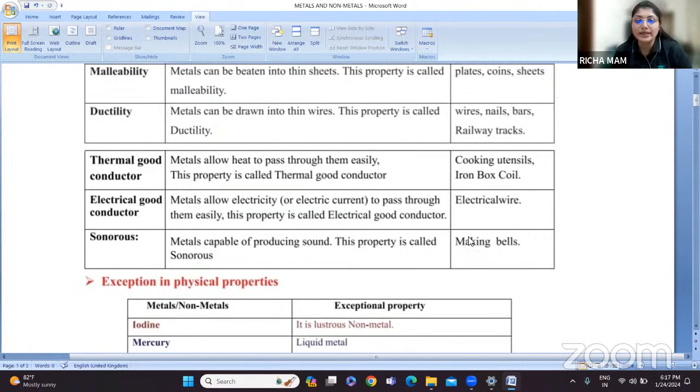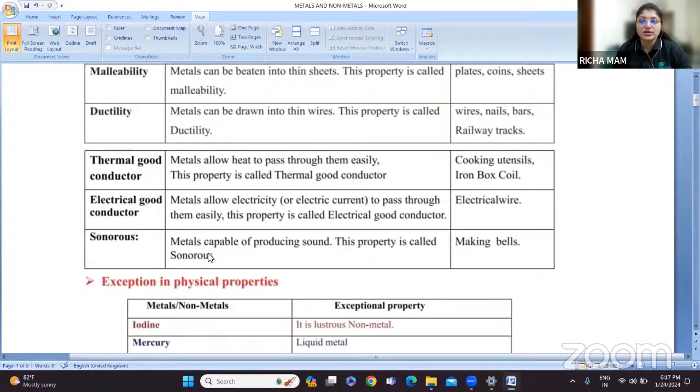Fine. Next, metals are sonorous. What do you mean by sonorous? They have the property of producing sound. This property is called sonorous. For example, making bells, how they produce sound. The utensils also produce sound. Most of the metals produce sound, so because they produce sound, the term given is sonorous.